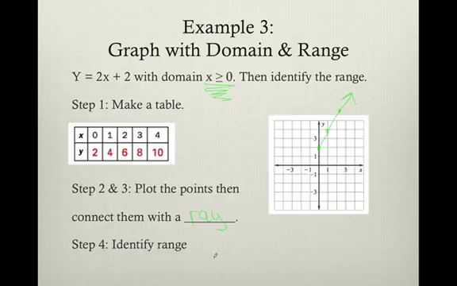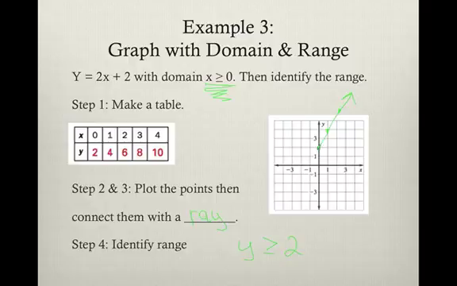Now, what's my range? Remember, range is what y's pop out of my equation when I plug in certain x's. So my smallest x is 0. When I plugged in my x, I popped out a 2. And then what happens to my y's from there? They get bigger. So my range is y, my smallest one is going to be 2, equal to, and they're getting bigger. So my range is y is greater than or equal to 2.